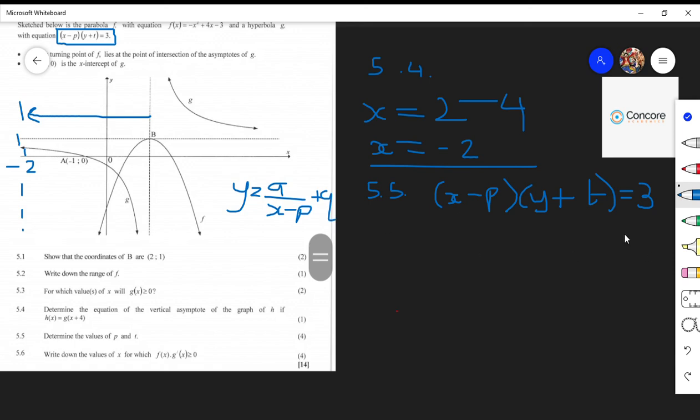So in order to do this, we need to get y on the left. We can divide by what's not y, which is our x minus p, because we need that to be on the right. So from there, we'll have y plus t is equal to 3 over x minus p.